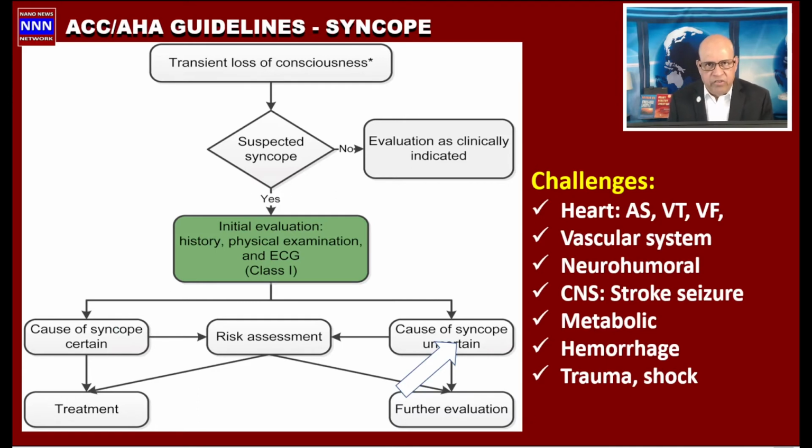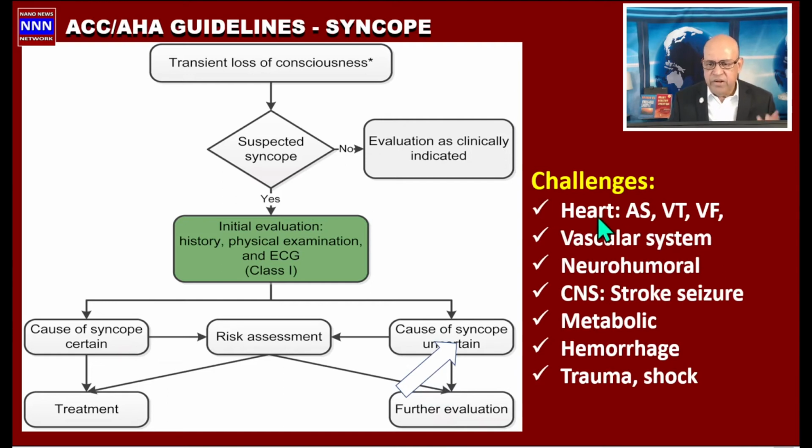And in that situation, we can keep this patient on bed rest, elevate the legs, and give them some fluids. If they feel better, maybe they can be followed up as an outpatient. Whereas if that is not the case, we need to do the risk assessment. As I told you, the history is so important in determining the risk of this patient in the presence of syncope. Once we do that, we see if we can narrow down the cause of syncope. If we cannot narrow it down immediately, we need to look for further evaluation, which we'll talk about.